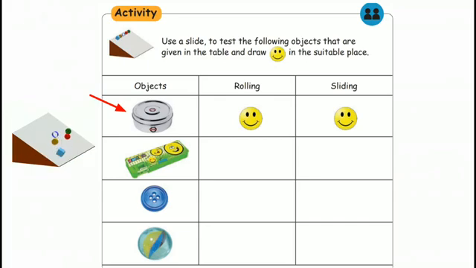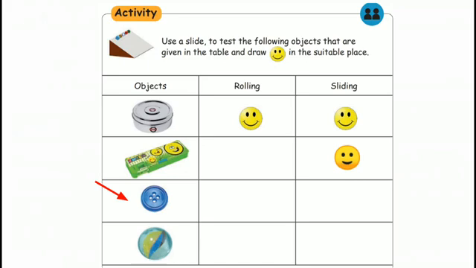First object is tiffin box. It can roll and slide. So we draw smiley in both rolling and sliding. Next object is box. It can only slide. So draw a smiley in sliding. Next one is button. It can roll and slide. So we draw the smiley in both rolling and sliding. Students, guess the next object is rolling or sliding? Very good. It can roll. So draw a smiley in rolling.